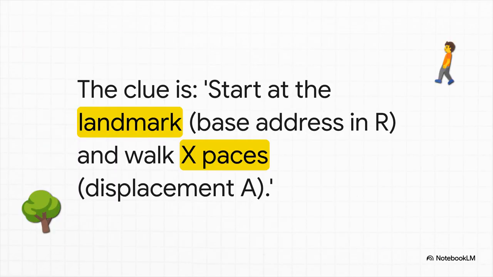And our treasure map analogy just makes this crystal clear, right? The clue isn't some set of GPS coordinates. It's more like start at the old oak tree, that's your base address, and then walk 20 paces north, that's your displacement. This combination gives you a ton of flexibility.